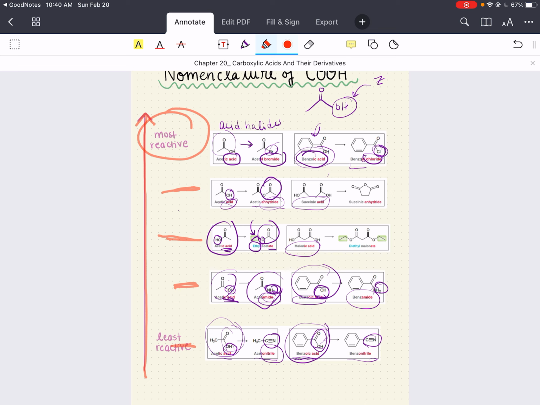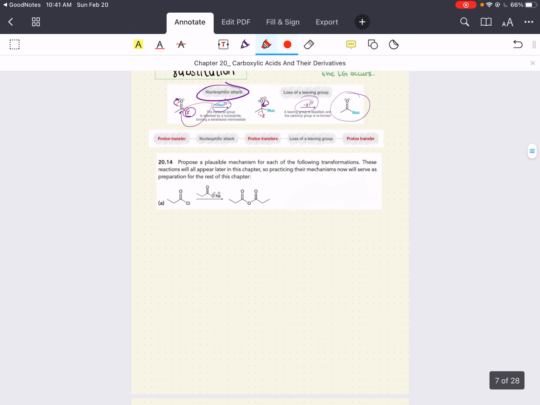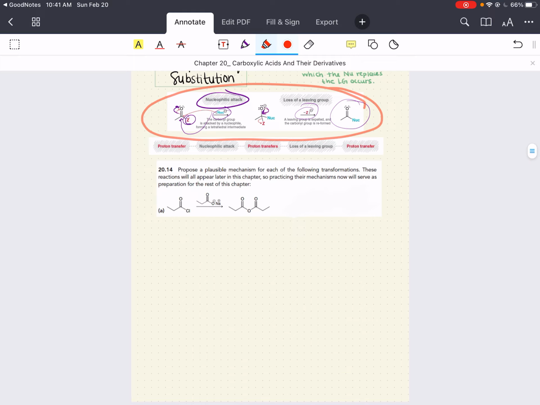Now let's do some practice problems here. This question is going to ask us something specific. It's going to say propose a plausible mechanism for this transformation. So not only do we have to figure out how to get from starting material to end product, but we have to draw the mechanism for this. Fantastic, we know how to do this. We're going to follow the baseline here of nucleophilic attack and loss of a leaving group, and we're going to draw that out for this problem.